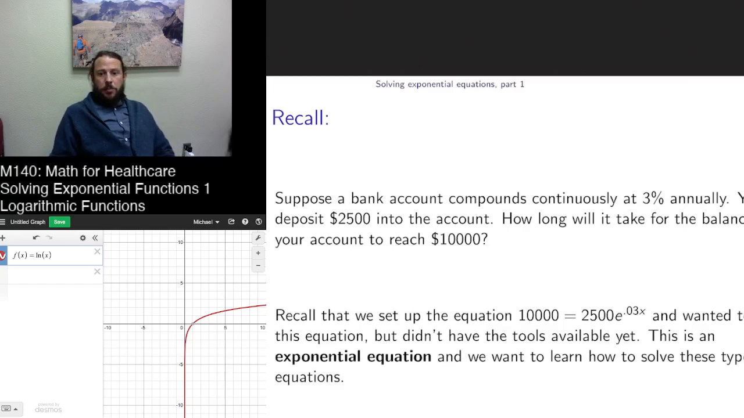We're in the exponential functions section, and today's lecture is solving exponential functions, part 1. In order to get to part 2, we're also going to have to look at logarithmic functions. We should be able to get to that today in this lecture, and then the next one will be how to use logarithmic functions to solve the exponential equations. What do I mean by solving the exponential equations?